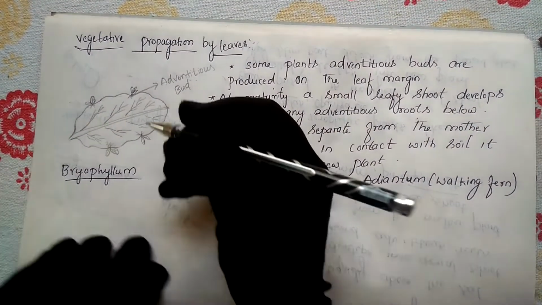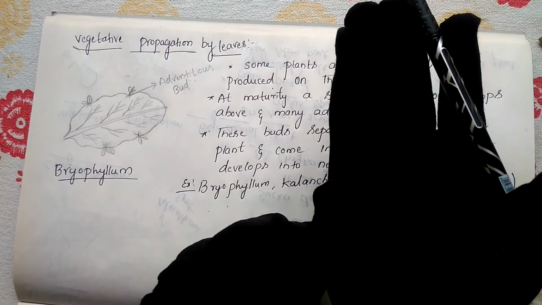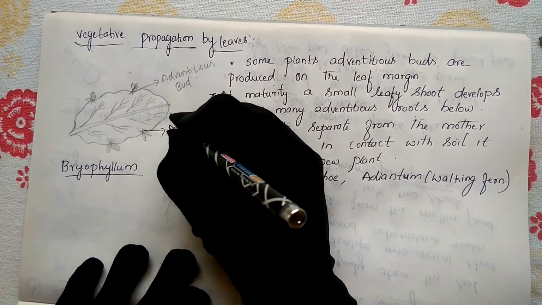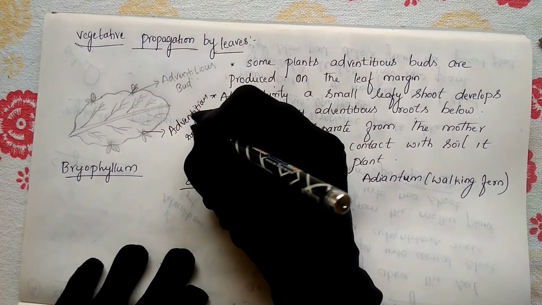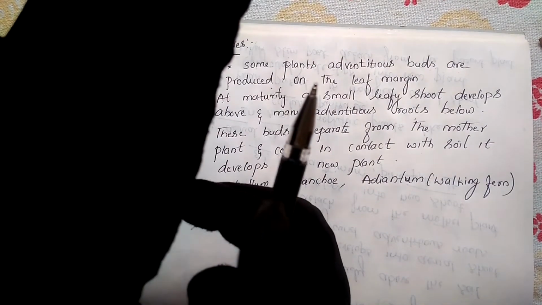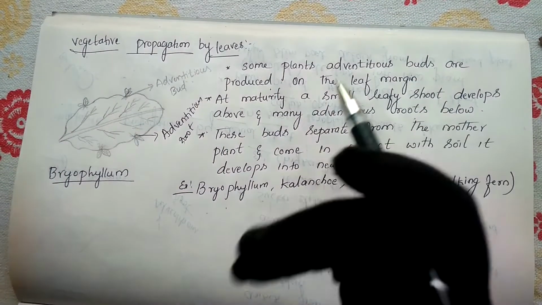So see here, I have mentioned this. This is the adventitious bud which is showing on the upper surface here, whereas the adventitious roots are facing towards the downwards here. Both the bud and the adventitious roots emerge from this leaf margin only, but the bud emerges facing towards the upper region of the leaf, whereas the adventitious roots face towards the lower region of the leaf.